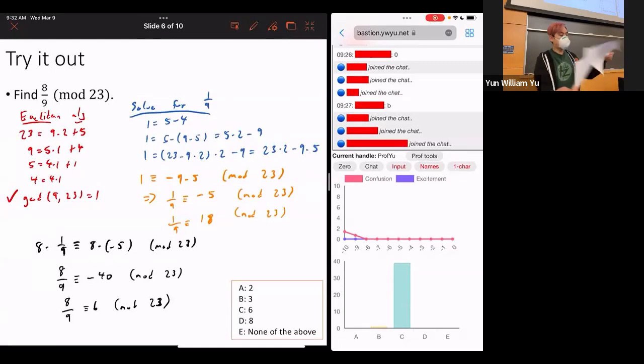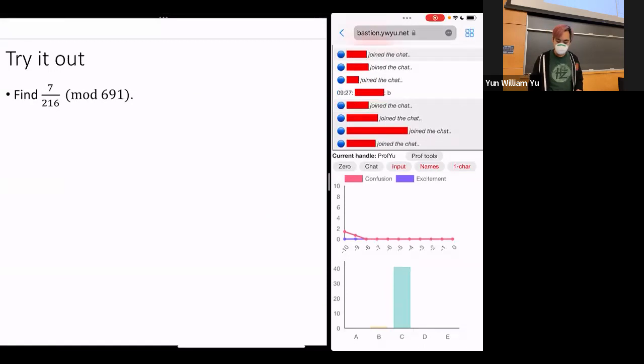Okay, so it seems like everyone has gotten the hang of that. I have another 2. So we'll go through them relatively quickly because it looks like you guys sort of know what we're doing. So what about 7 divided by 216 mod 691?